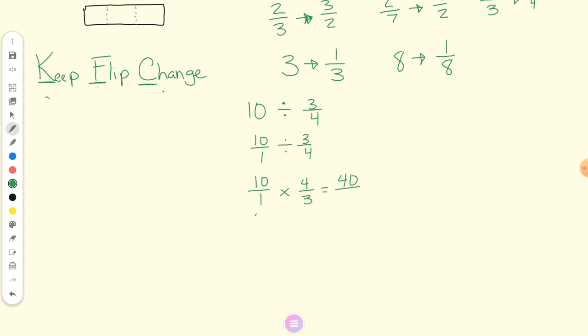1 times 3 is what? 3. Good job. Caden, is that a good final answer? Why not? Because you have to simplify. What does that mean in this problem? How can I simplify that?